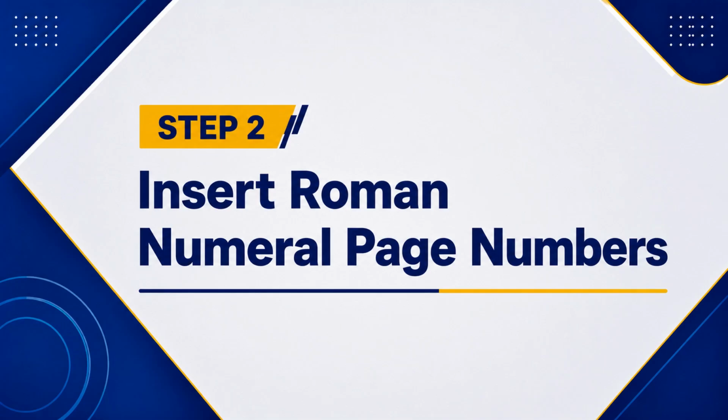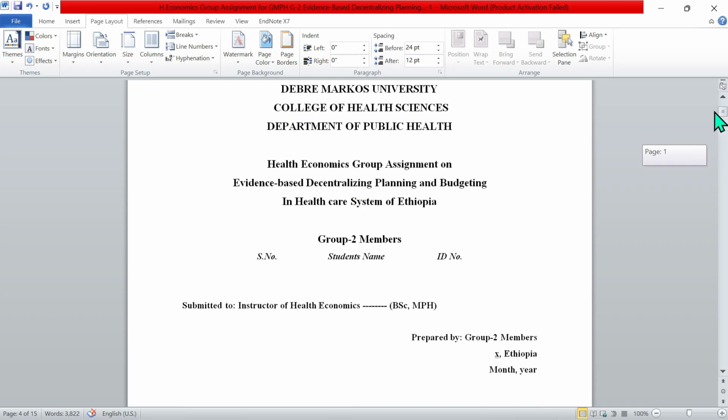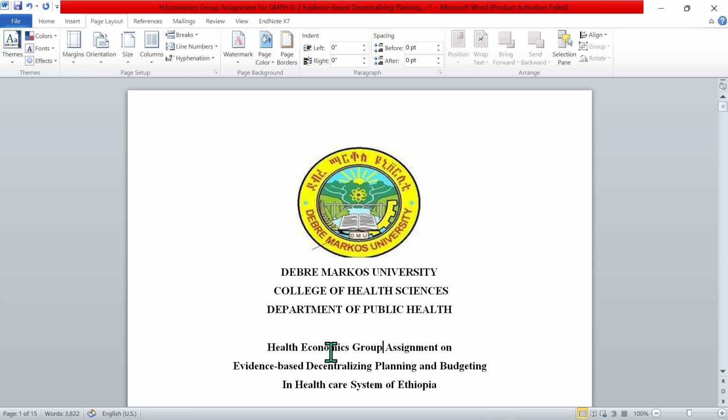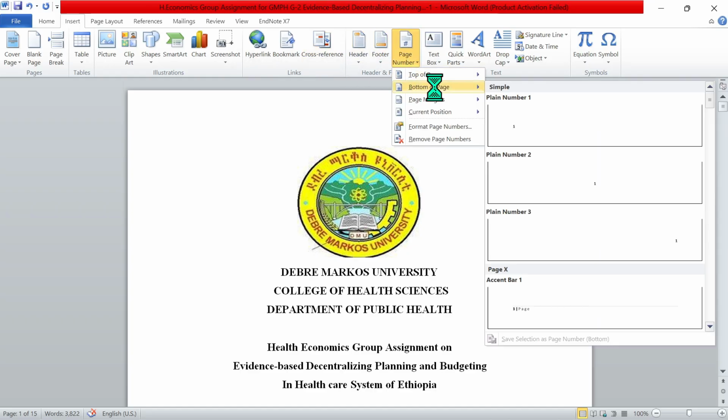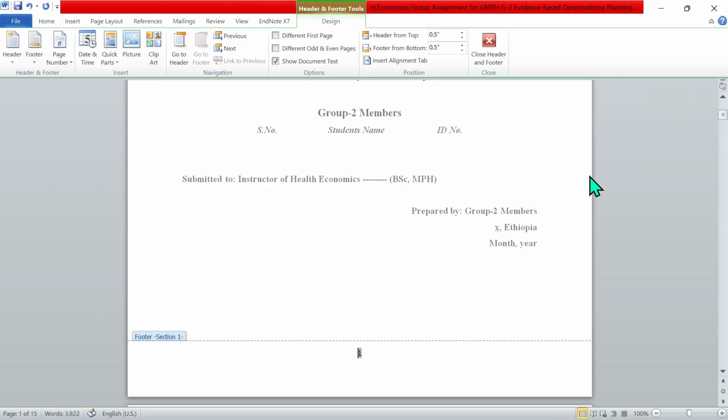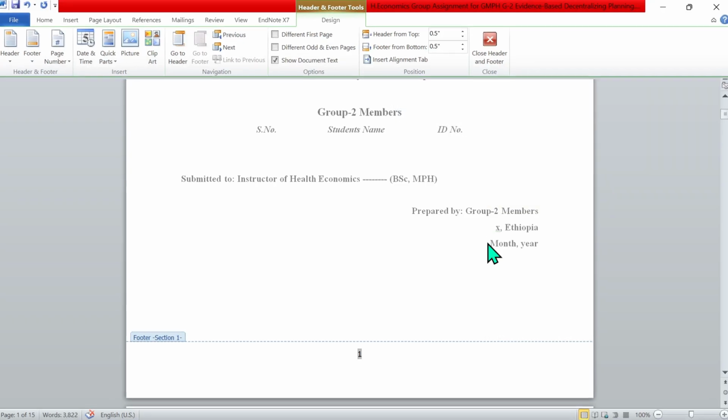Step 2. Insert Roman numeral page numbers. Now let's insert Roman numeral page numbers for the preliminary pages. Put the cursor on the first page. Go to Insert tab, click Page Number, choose Bottom of Page, then select your preferred style.